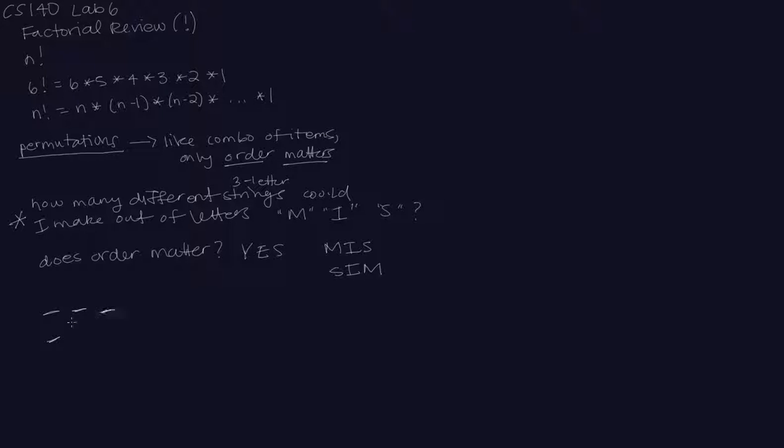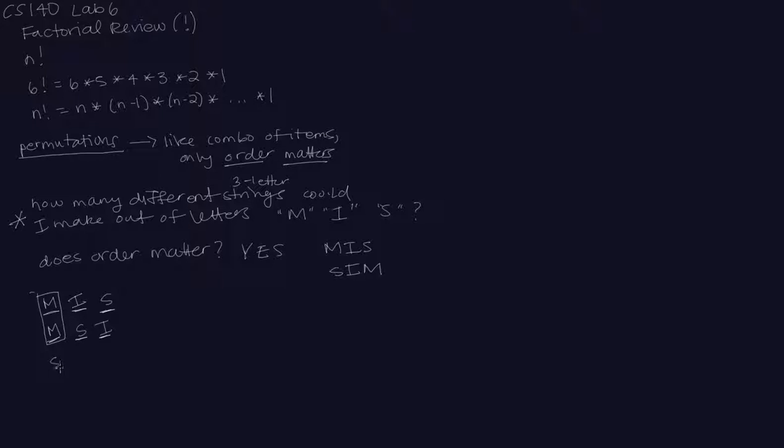So here are my blanks for my 3-letter word. If I say, okay, let's start my word with M, then the next letter I choose, let's say, is I, and then I'm forced to have an S. And to make this counting a little bit easier, I'm locking in this M for now, and I'm going to try to enumerate all the different possibilities with just M locked in. So with M locked in, the other way I can do this is S and then I. So now I've gone through all the different ways with M locked in.